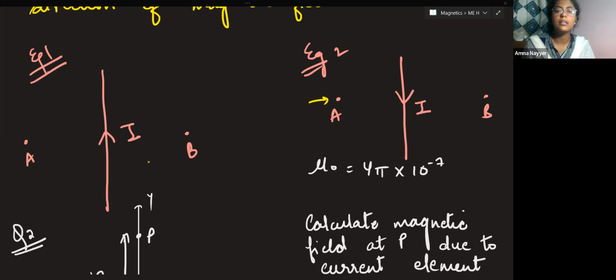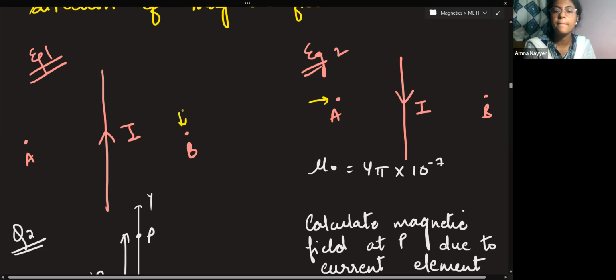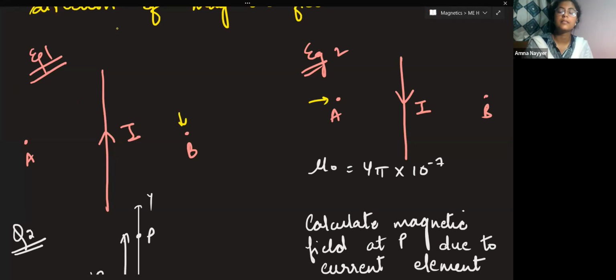Tell me for this one. Try it for this one. Sahal is right. Others? Fahad, right?